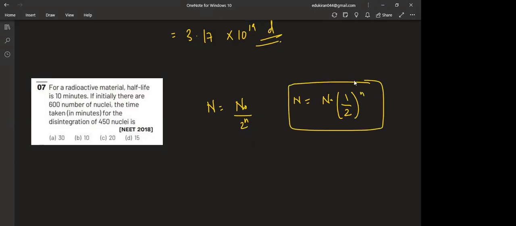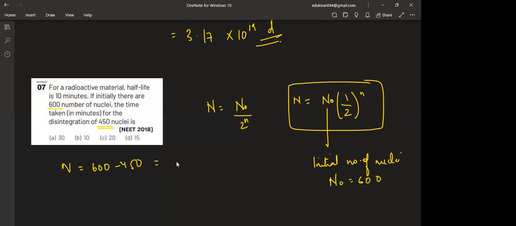All right. So initial N₀ is the initial number of nuclei, which is given: initially there are 600. So N₀ is given to us as 600. Now N, how much is left? Disintegration of 450 nuclei. So how much is left? 600 minus 450. That becomes 150. So N is equal to 150.